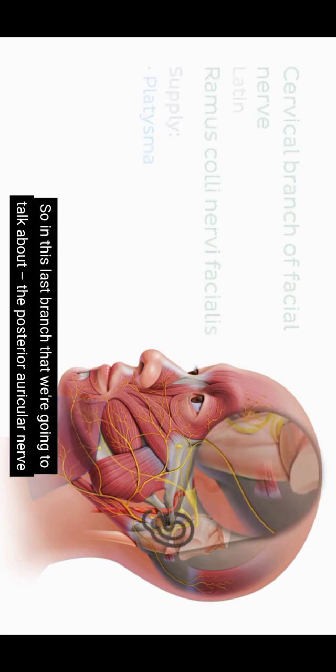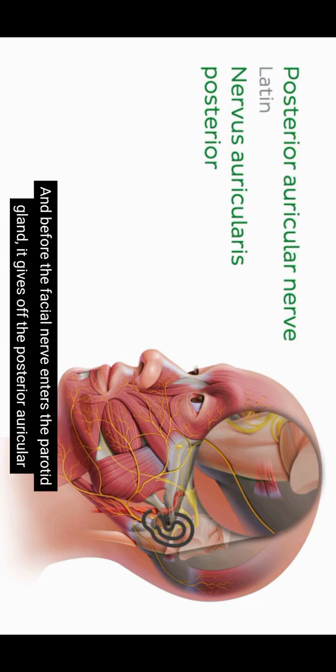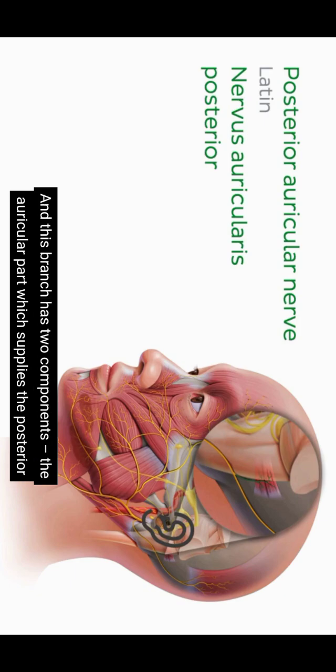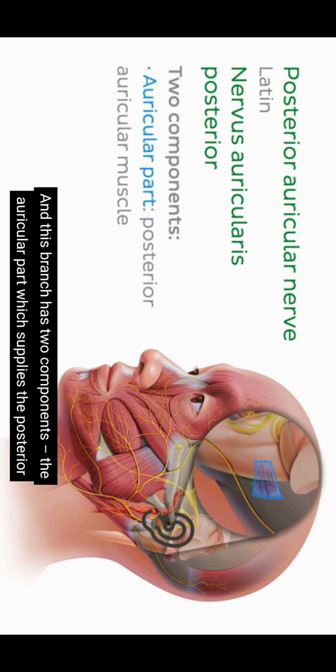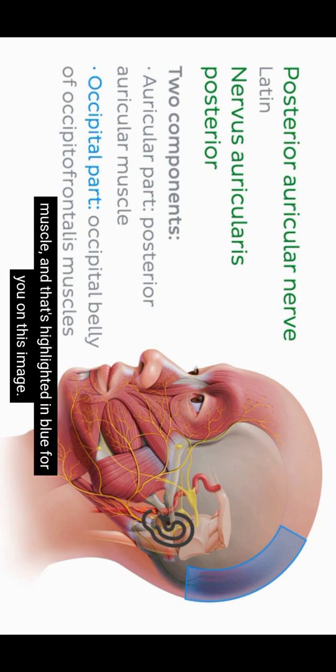So in this last branch that we're going to talk about, the posterior auricular nerve, we can see a magnified section of the branches around the external acoustic meatus. Before the facial nerve enters the parotid gland, it gives off the posterior auricular branch, which passes posteriorly behind the ear and towards the occipital bone. This branch has 2 components, the auricular part, which supplies the posterior auricular muscle, and the occipital part, which supplies the occipital belly of the occipitofrontalis muscle. And that's highlighted in blue for you on this image.